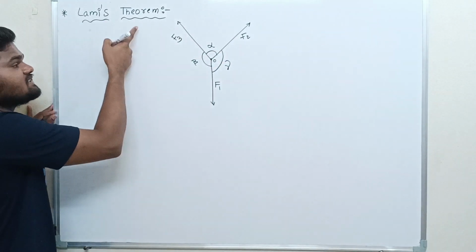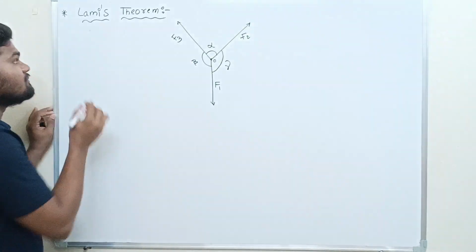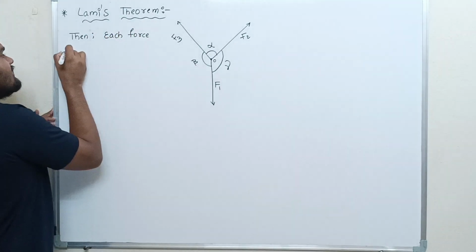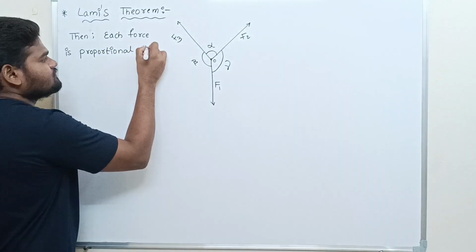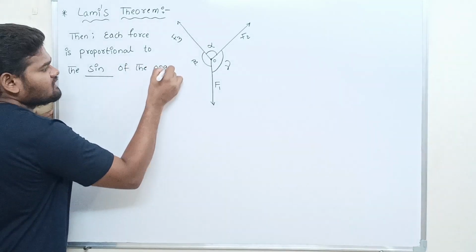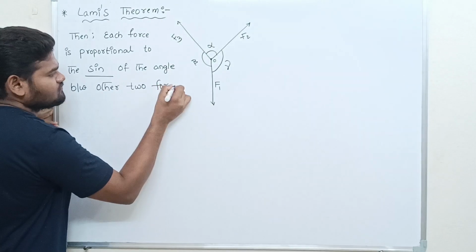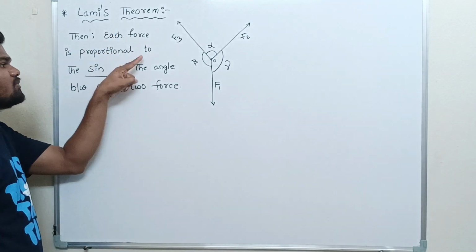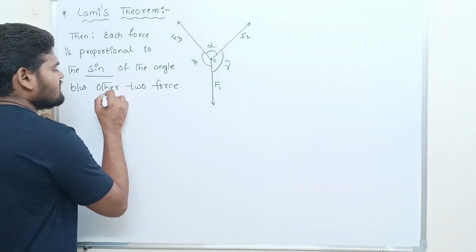Okay, so according to Lami's theorem, whenever three forces are acting on a particle to keep it in equilibrium, then each force is proportional to the sine of the angle between the other two forces. Are you getting it? So whenever the three forces are acting on a particle to keep it in equilibrium, each force is proportional to the sine of the angle between the other two forces.